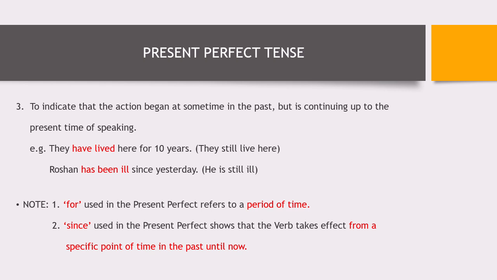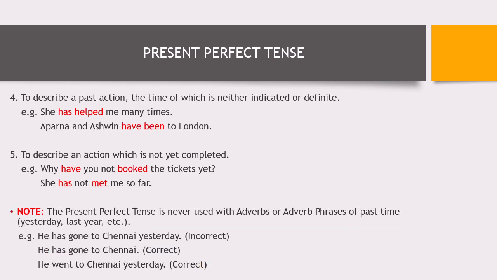Note: 1. For, used in the present perfect, refers to a period of time. 2. Since, used in the present perfect, shows that the verb takes effect from a specific point of time in the past, until now.